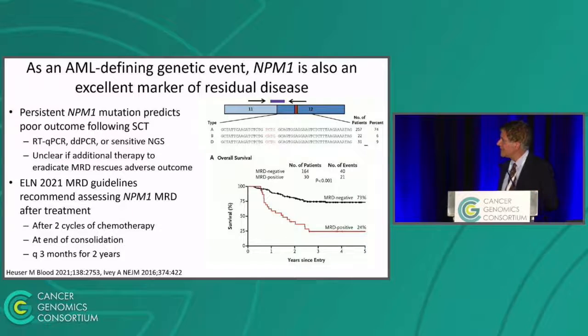So just in the last minute, I just want to talk about NPM1 as a marker of MRD. We know that persistent NPM1 mutation predicts poor outcome following stem cell transplant. This is typically done by either RT-qPCR, digital droplet, or some sensitive method. The thing that's still open is whether these patients can be rescued by additional therapy if they have MRD. Nevertheless, the ELN guidelines do recommend assessing for NPM1 MRD after treatment, and these are the typical time points. This shows the adverse effect of MRD positivity prior to undergoing stem cell transplant in the setting of NPM1 mutation positivity.